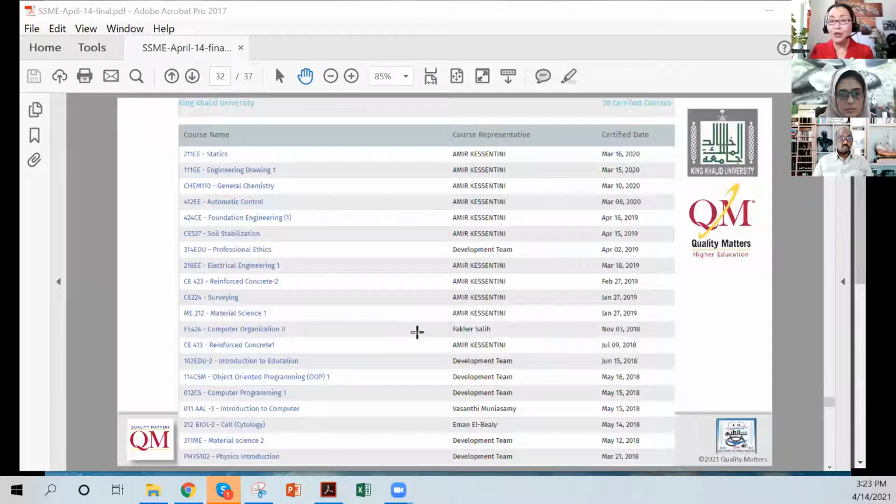They have been with QM for 10 years. And if you look at their course titles, engineering, statistics, survey, computer science, everything. So every single course can use QM standards to help improve. And as long as you're committed, your course can be QM reviewed and certified.